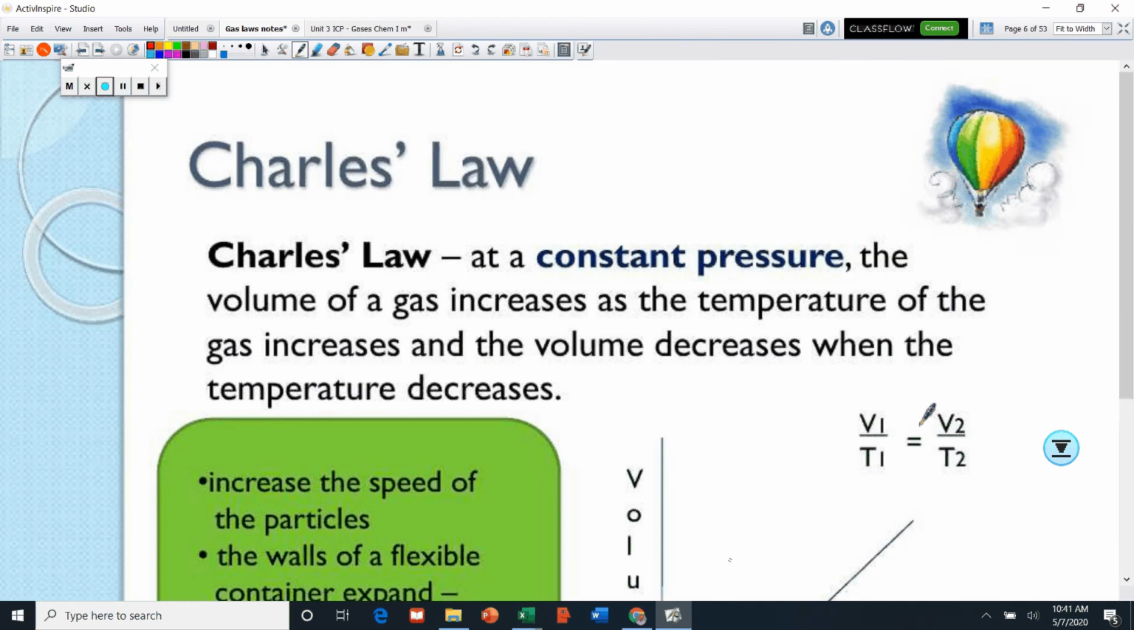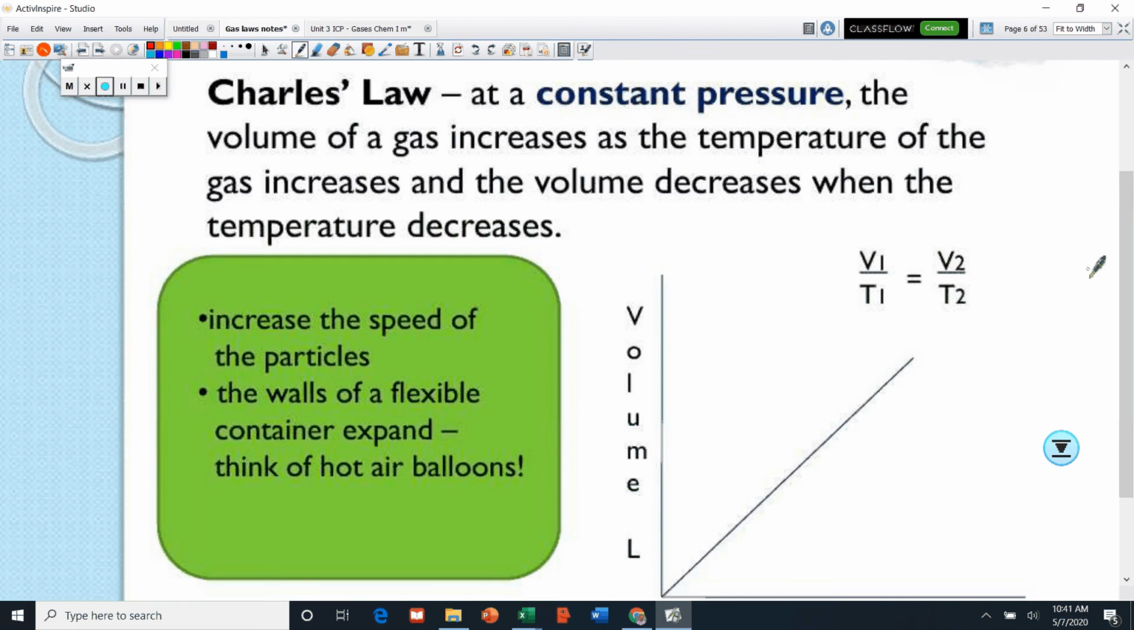All right. The second gas law is Charles's law. Charles's law says that at constant pressure, so this time pressure isn't changing, we're only manipulating volume and temperature. As the volume of a gas increases, the temperature of the gas increases, or as the volume decreases, the temperature decreases. So this one is a direct relationship.